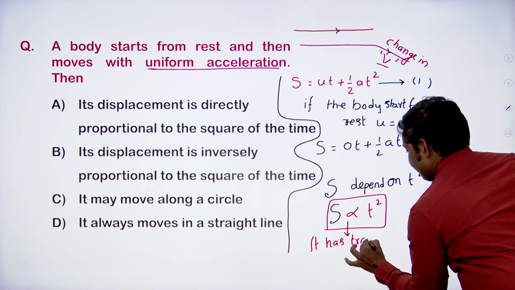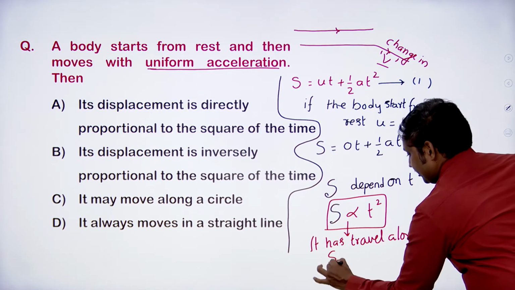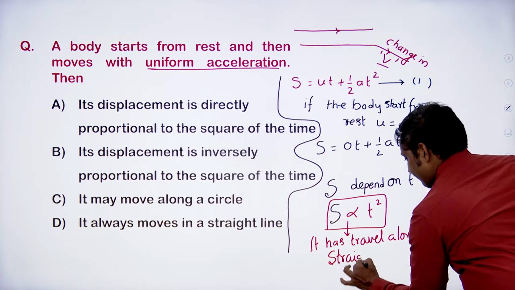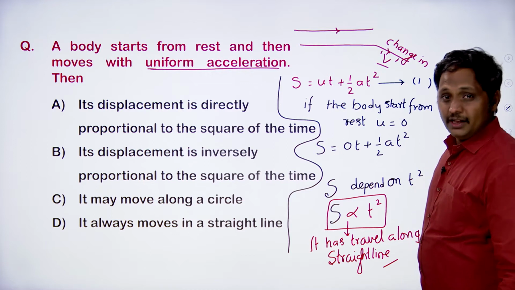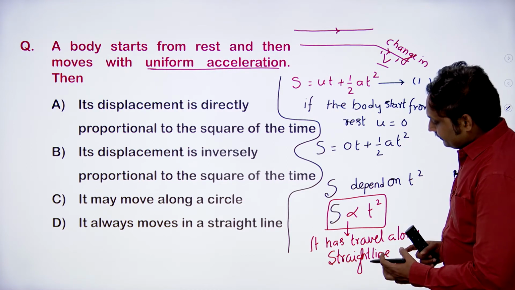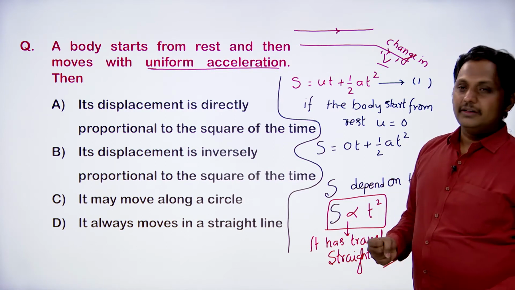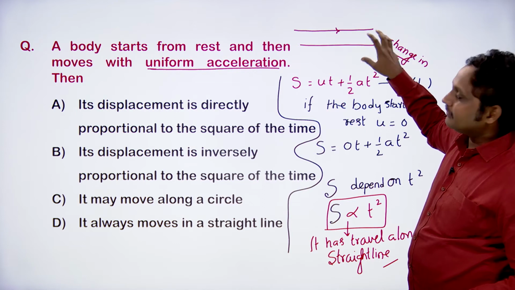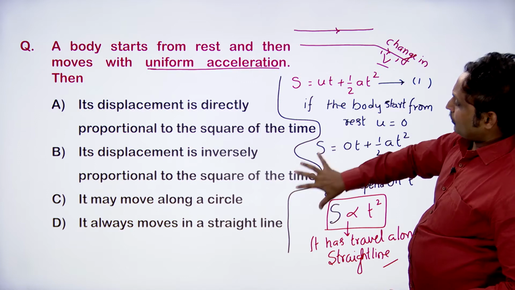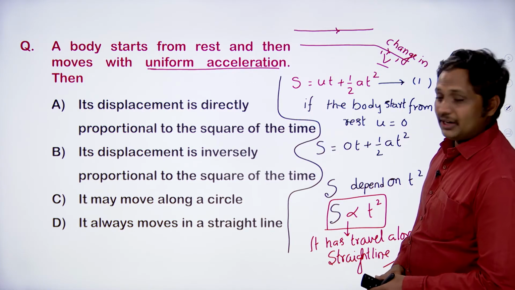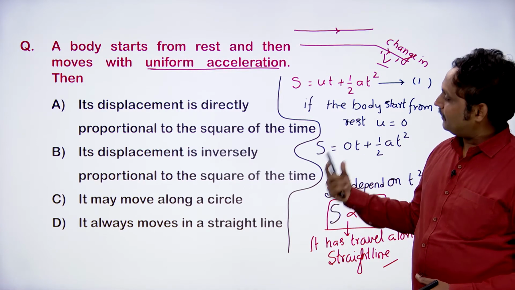It has to travel along a straight line, that is also one constraint. Please look into the matter, that is very very important. It has to move in a straight line. These are going to be correct, these are the multi correct type answers.